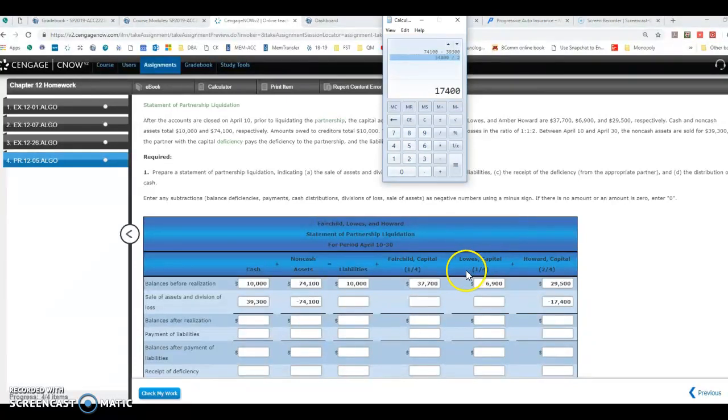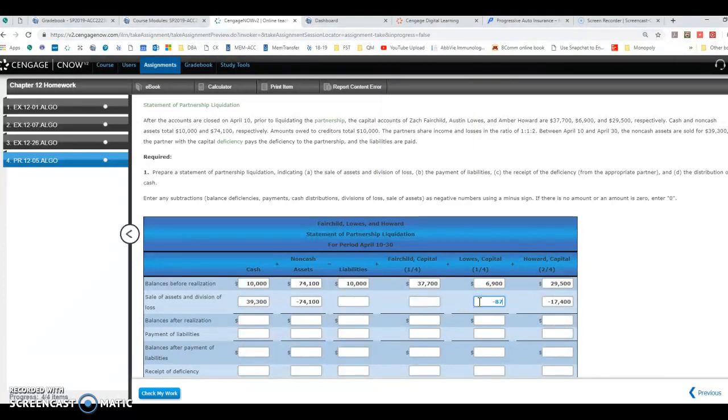Now, Lowe and Fairchild each get 25%, so that's just going to be half of this half again. So $17,400 divided by 2, that'll be the same as 1/4. They both need to subtract $8,700. Okay. Now, this balance after realization, all we're going to do is get new totals.